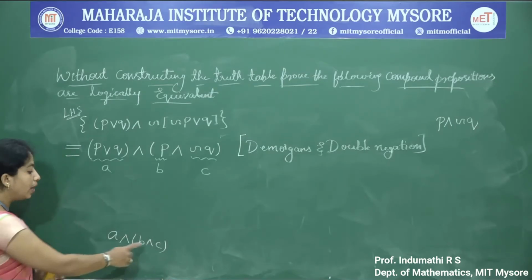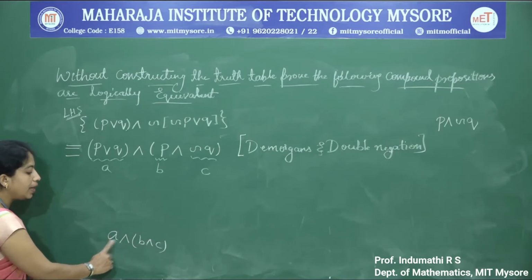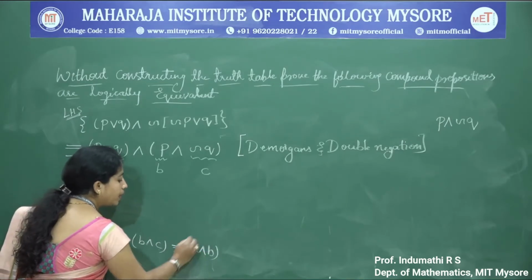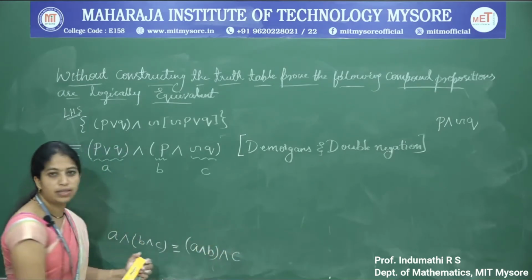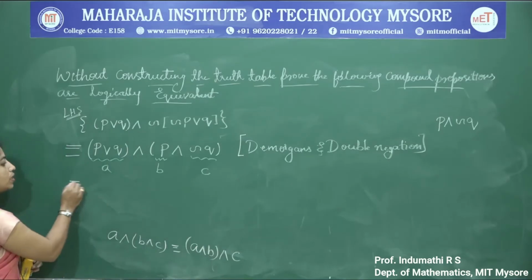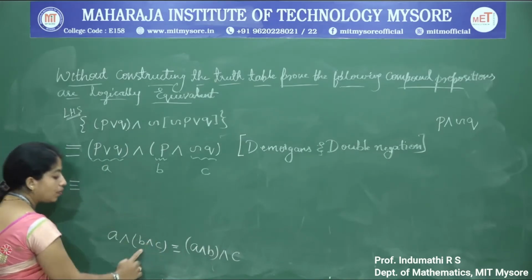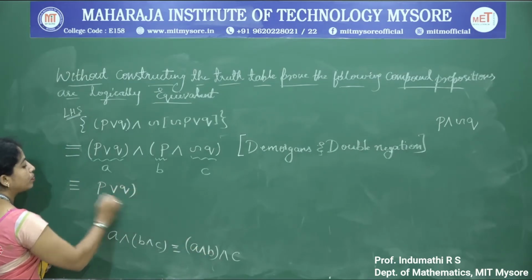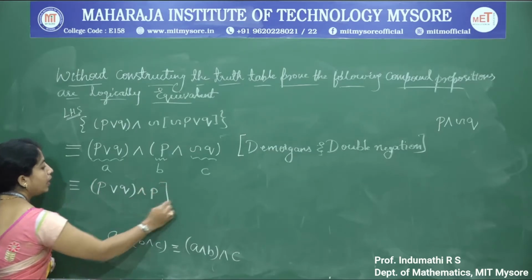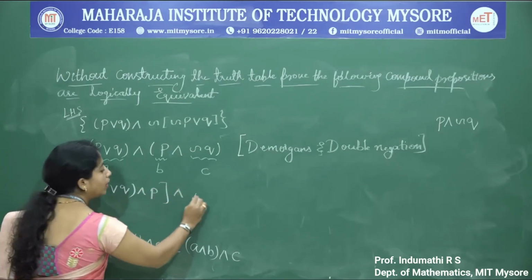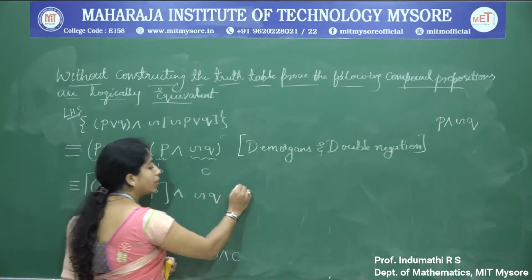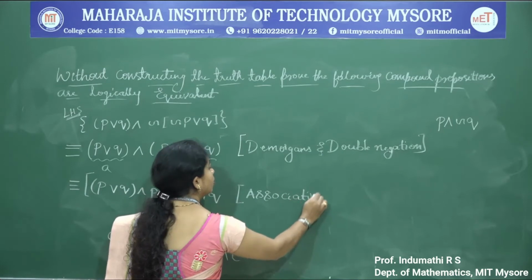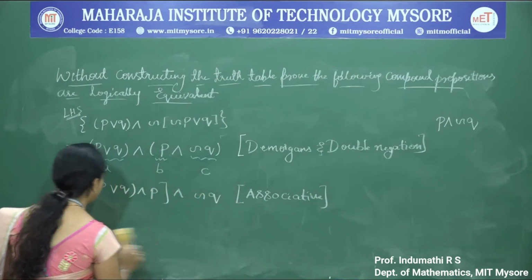We are supposed to apply the law of associative. That is, A conjunction (B conjunction C) is logically equivalent to (A conjunction B) conjunction C, just changing the brackets. This is logically equivalent to, we are applying the brackets for the first two compound propositions, that is ((P disjunction Q) conjunction P) conjunction negation Q. This is by using law of associative.